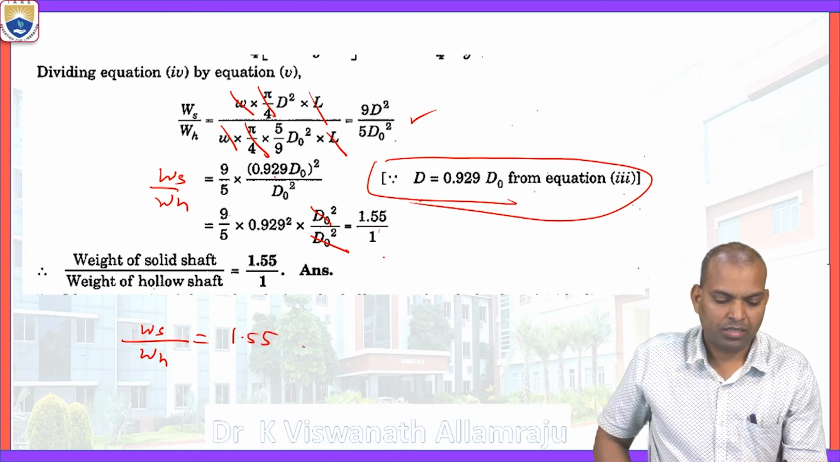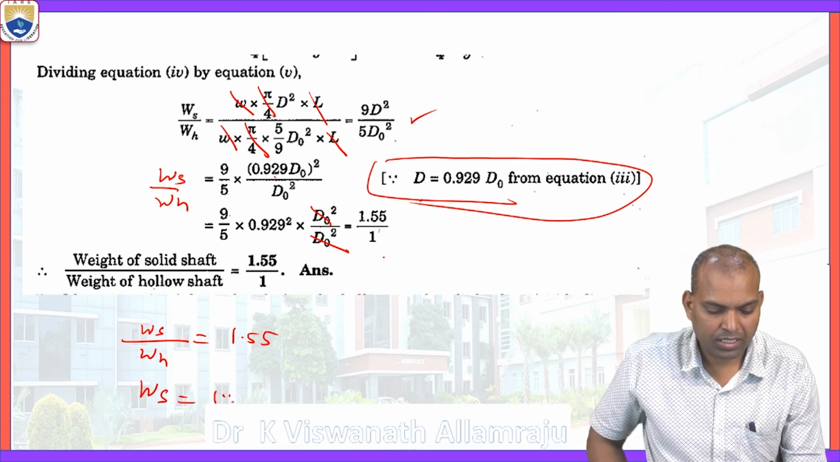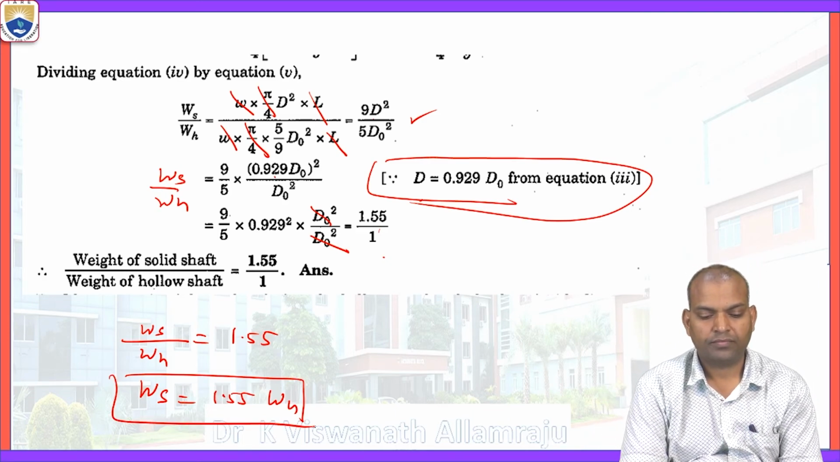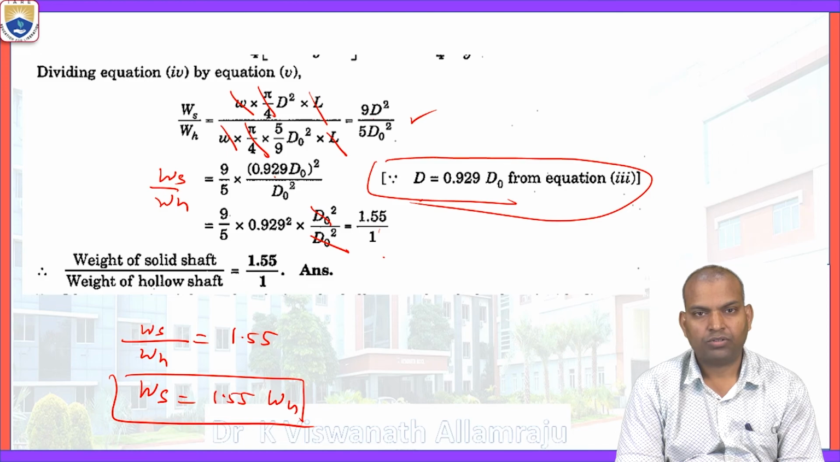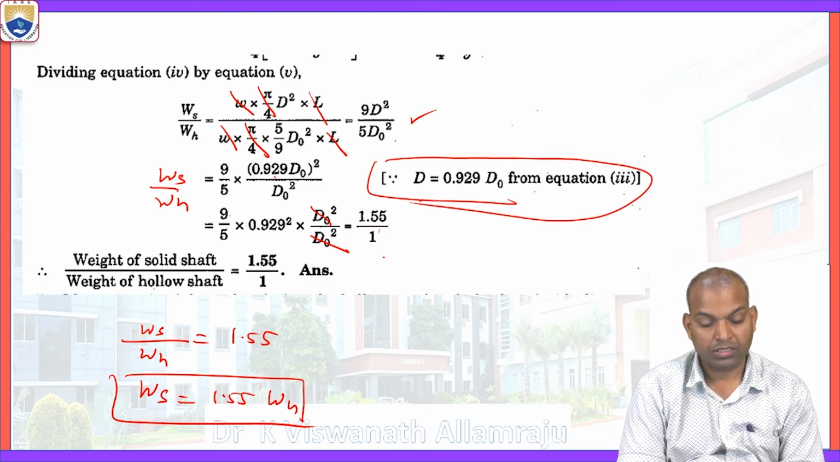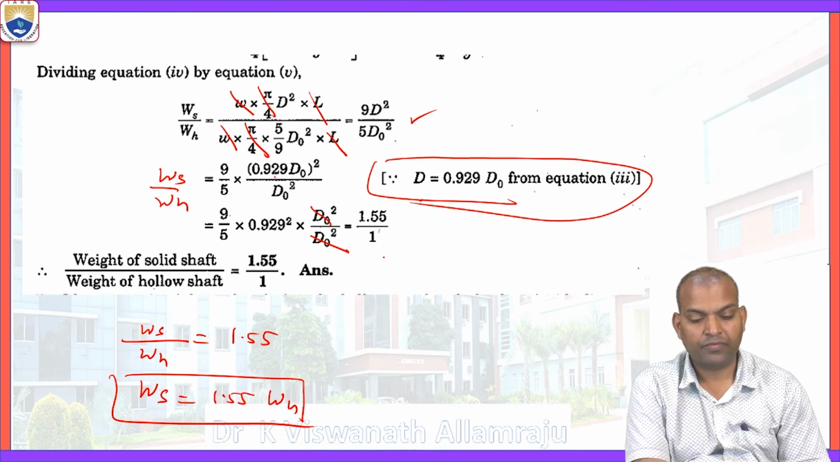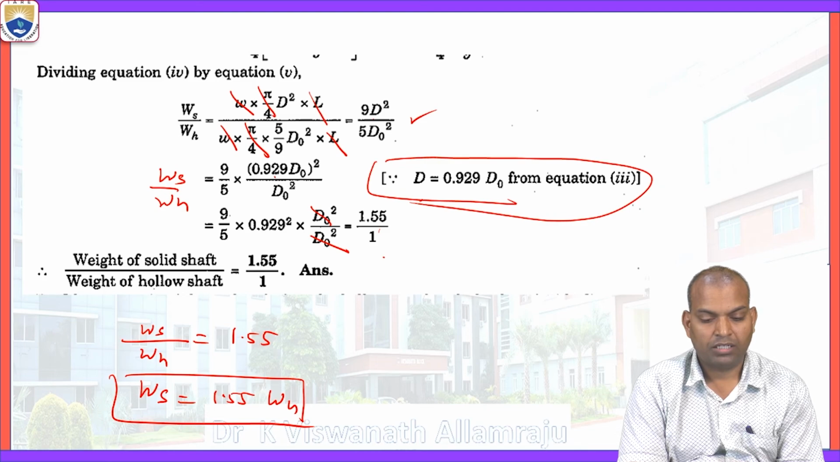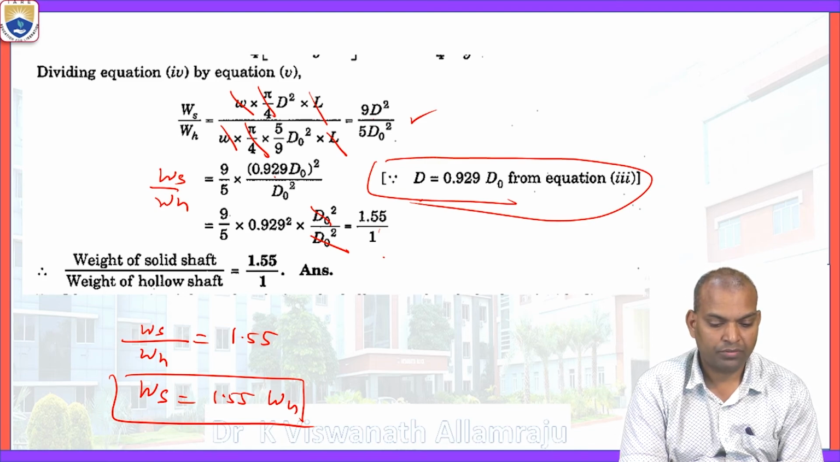So that means weight of solid shaft is higher, how much? 1.5 times higher than weight of hollow shaft. Alright. So that's why solid shaft weight is more than the hollow shaft. That is more than how much here? 155%. So more than the self weight, that is 55% more. Now that is the ratio of weight of solid shaft to weight of hollow shaft.